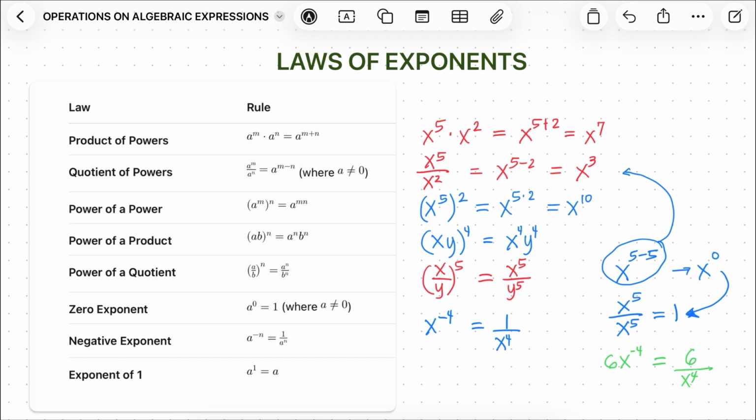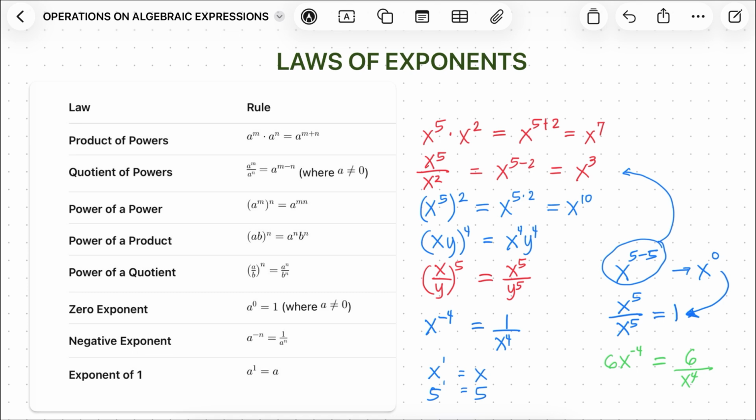Okay? So last, we have exponent of 1. Any number raised to 1 is equivalent to the number itself. Let's say, for instance, x raised to 1, that is always equal to x. 5 raised to 1, that is always equal to 5. Okay, so those are the laws of exponents.